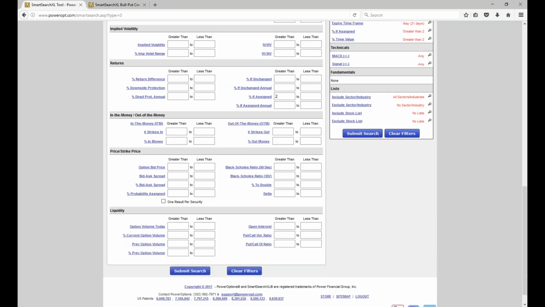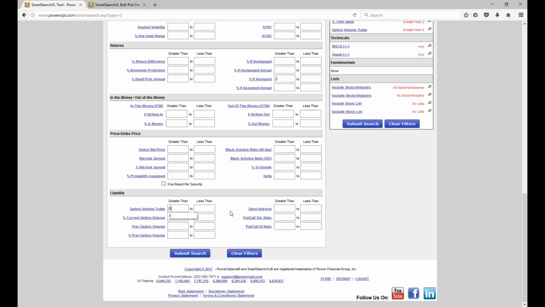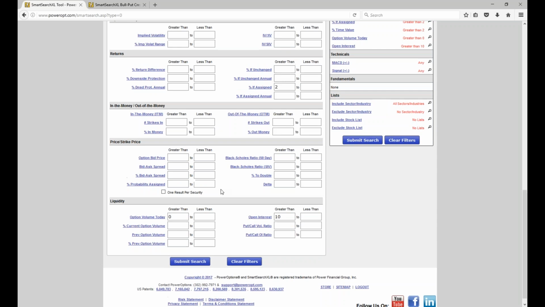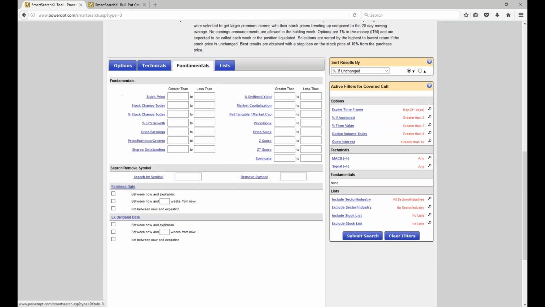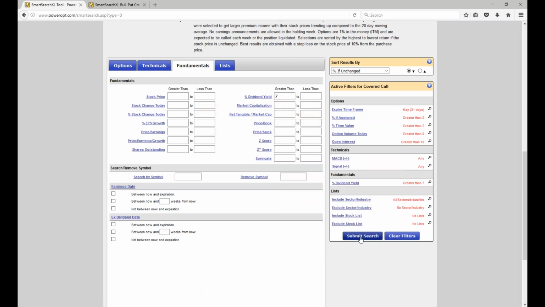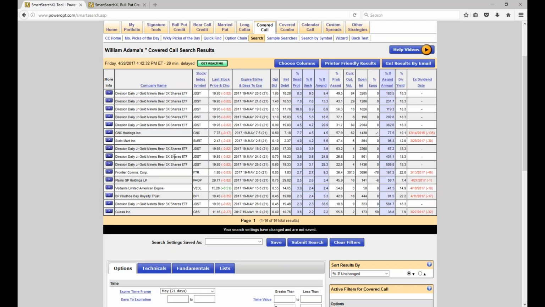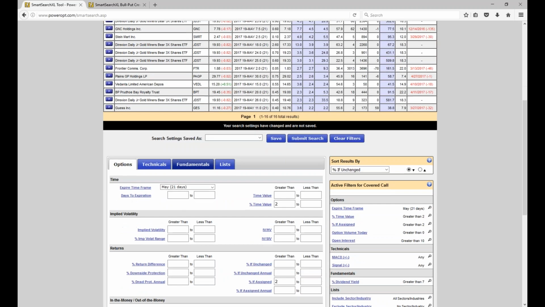return if assigned. Not worried about option price, but I want something to have at least some option volume today and some open interest. And I only want to see stocks that pay a dividend of 7%. So I go to fundamentals, percent dividend yield, and let's go ahead, oops, sorry folks, and submit that. All right, what do we get? Oh, 3 times and 4 times ETFs. Too much volatility, not a position for a covered call or a credit spread in my opinion.